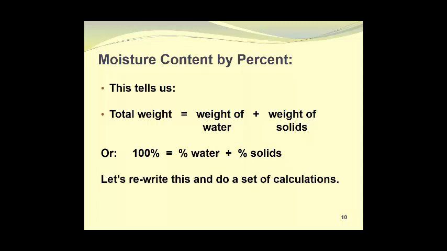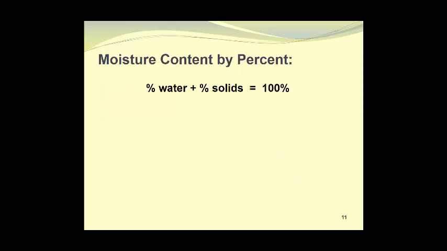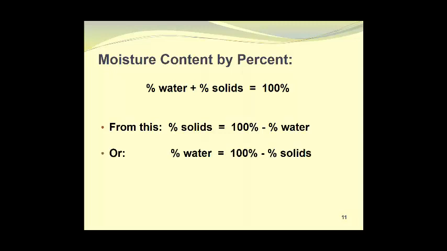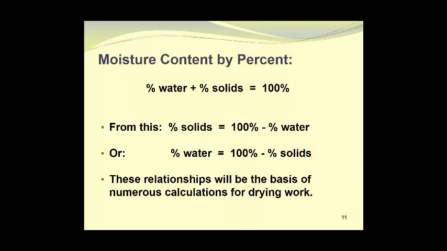So let's rewrite this and do a set of calculations. The percent water plus the percent solids is equal to 100%. From this we know that the percent solids will be equal to 100% minus the percent water, or the percent water will be equal to 100% minus the percent solids. These relationships will be the basis of numerous calculations for drying work.